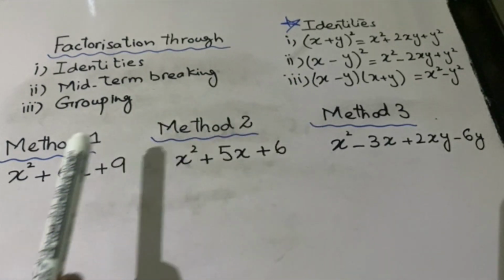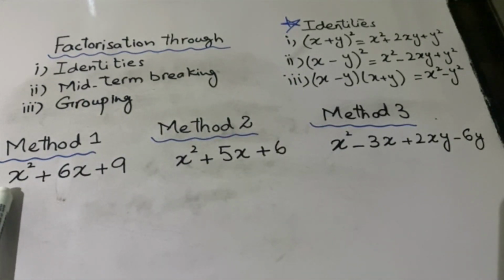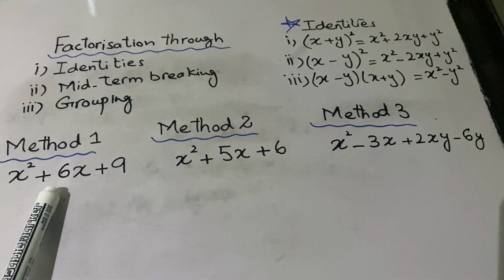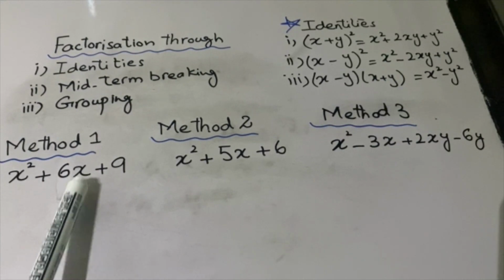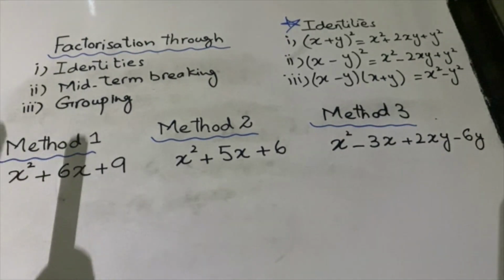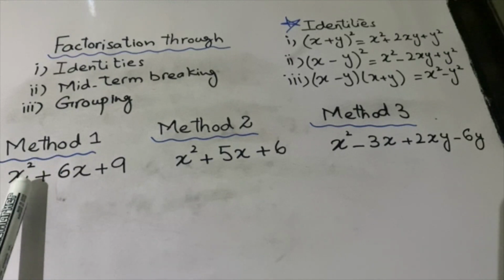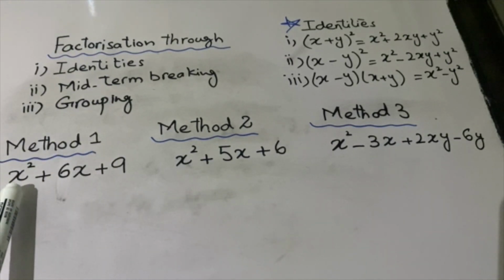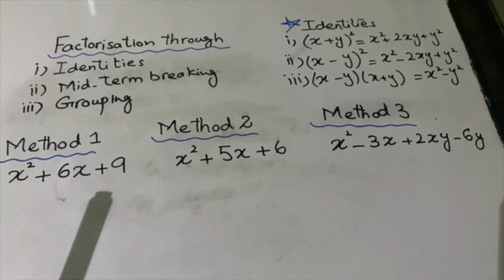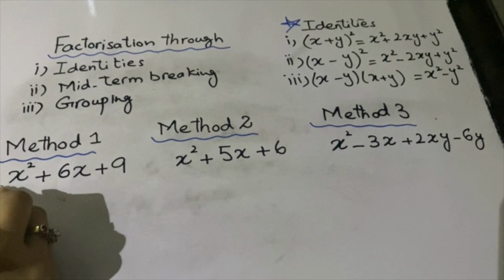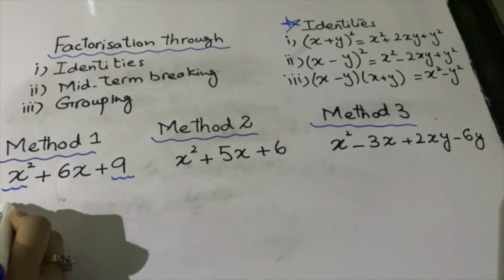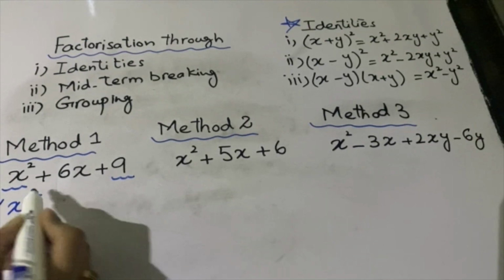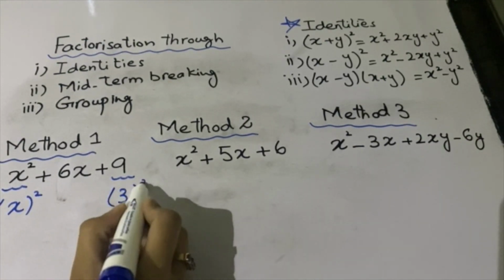So now we are going to factorize. If you see, the first question is x square plus 6x plus 9. How are you going to identify which method you are going to apply? So we have these three methods. To identify the method, first of all you should know: can you see any perfect squares here? If yes, then this first one and this last one are the perfect squares. This one will be x whole square and this one will be 3 whole square.